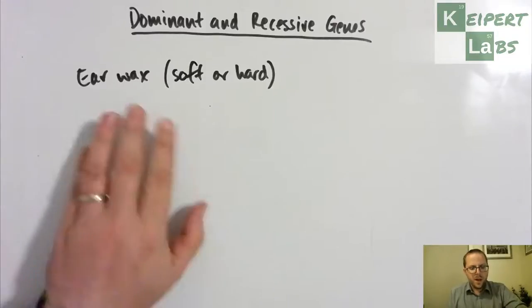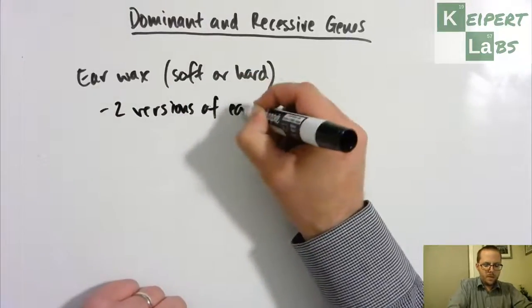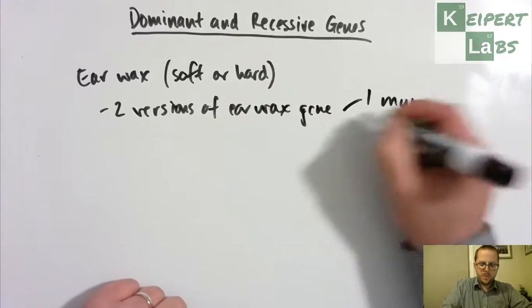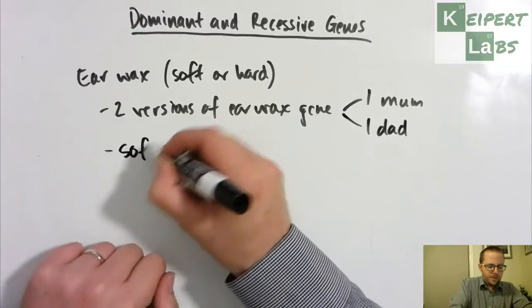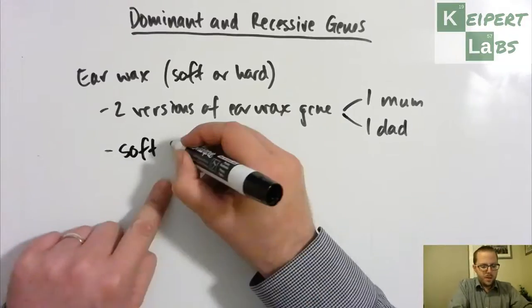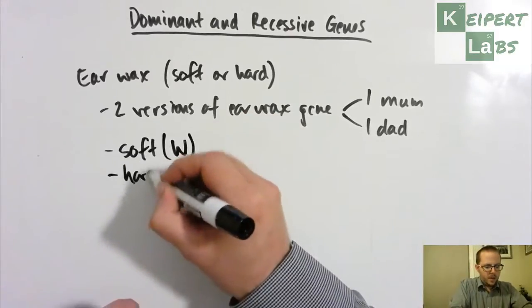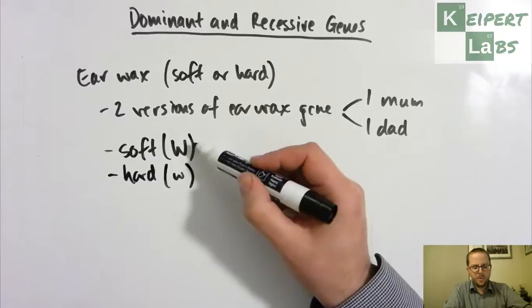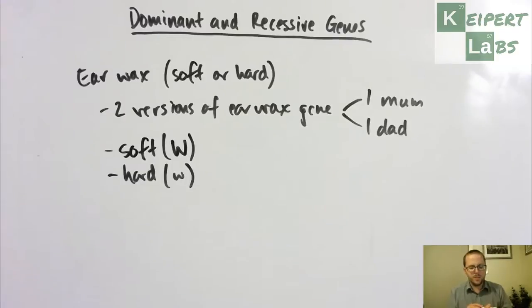So earwax tends to come in soft or hard. And so you have two versions of the earwax gene, just as we mentioned before, one from mum and one from dad. We're going to say that the soft version of this gene is a capital W, for wax, and that hard is going to be a lowercase w. So soft comes about because of this version, and then hard comes about because of that version.